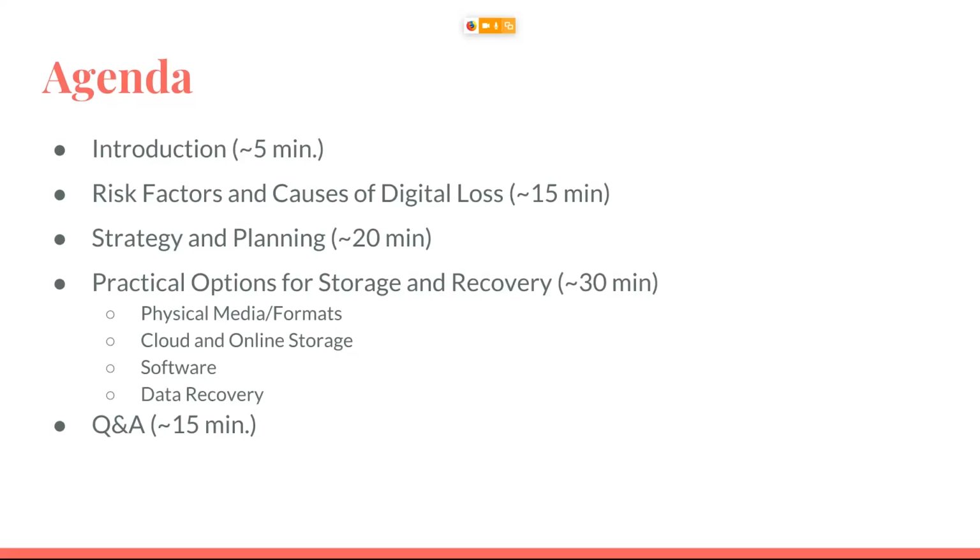which will be more practical options for storage, talking about advantages, disadvantages of various physical media and formats, talking about advantages of cloud and online storage, around software that will help you with your storage and execute the tasks and the strategies that I'm going to address in the previous section, and ultimately talk a little bit about data recovery and the options that you and your patrons or your communities have for when all these things fail, if your strategy is not enough, and then go into Q&A.